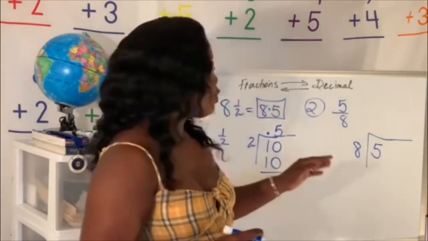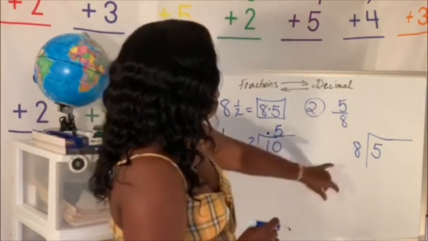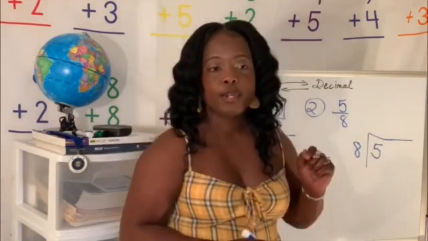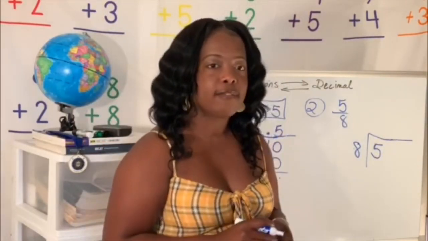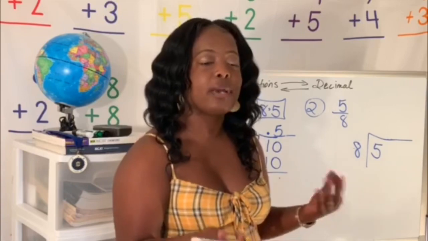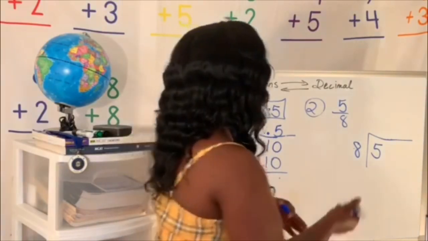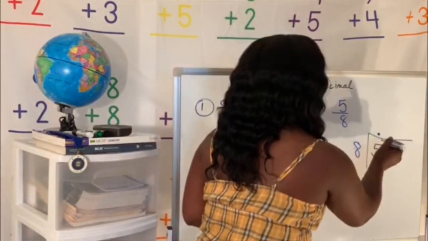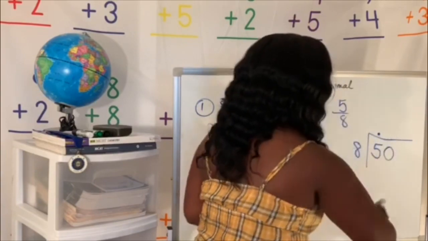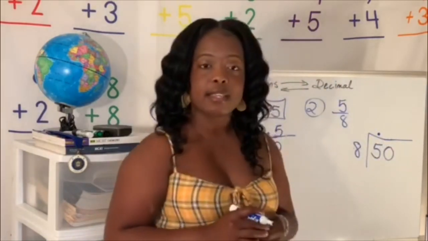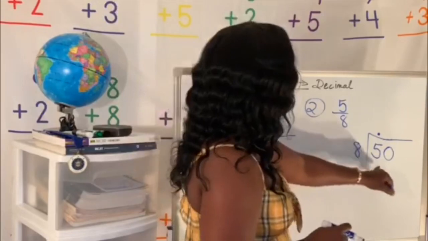So now again, we're going to do the same thing like we did here. How many times can I get 8 in 5? We know that we cannot get 8 in 5. So because we cannot get 8 in 5, we know that our answer is going to be a decimal. So we're going to go ahead and add a decimal point here and add a 0. So now we have 50. How many times can I get 8 in 50?